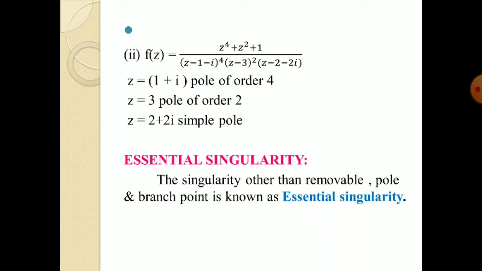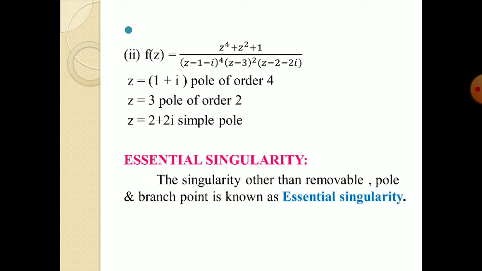Consider another example, f of z equal to (z power 4 plus z square plus 1) by (z minus 1 minus i) whole power 4 into (z minus 3) whole square into (z minus 2 minus 2i) whole power 1. Here in the denominator there are three factors. The first one is (z minus 1 minus i) whole power 4. Here the value of z0 is 1 plus i. Then the n value for the first factor is 4. So z equal to 1 plus i is a pole of order 4.